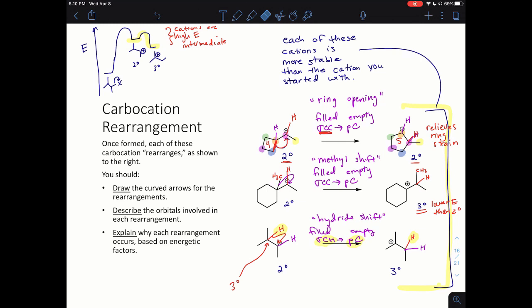So we see this hydride shift here, and this forms a tertiary cation, which is lower energy than the secondary. And I demonstrated that with the reaction coordinate diagram up here. And so that's why this rearrangement occurs.